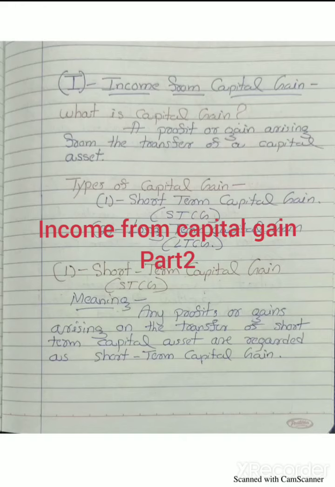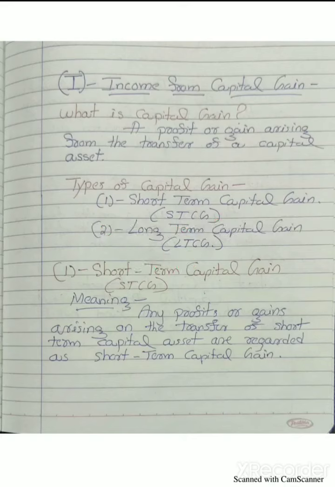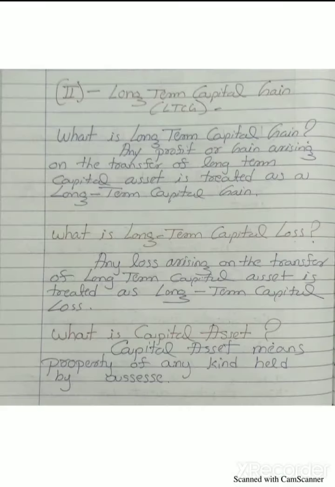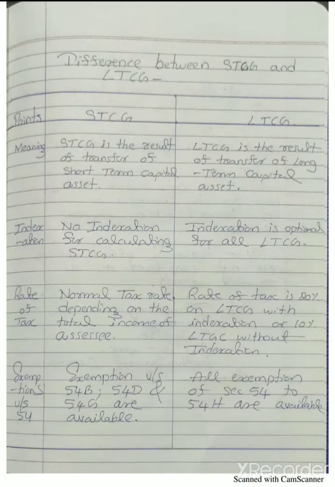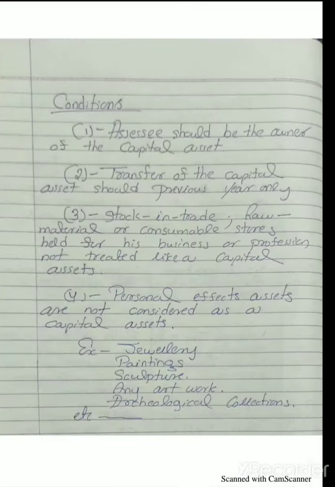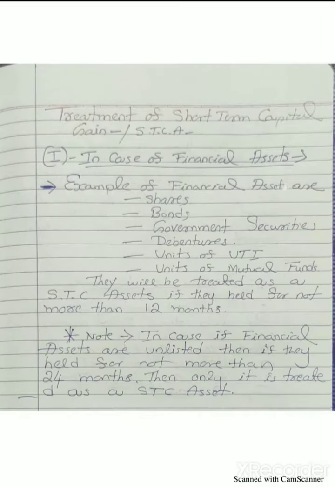Here I am going to upload income from capital gain part 2. In part 1, we already covered the meaning of capital gain, types of capital gain, meaning of short-term capital gain, short-term capital loss, long-term capital gain, and long-term capital loss. We also covered capital asset meaning, the difference between short-term and long-term capital gain, and conditions. Treatment of short-term capital assets, and we already covered financial assets.